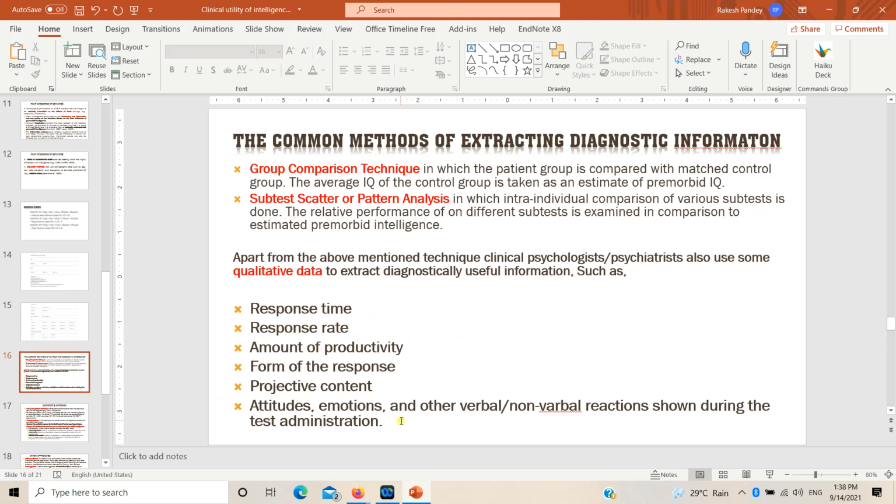Similarly, we can note the attitude, emotions, other verbal and non-verbal reactions, and you just make a note, because I know that you can ask something about this, but we should have a note of all this information. This will help us to better interpret the intelligence test performance as well as the scatter analysis in this context.